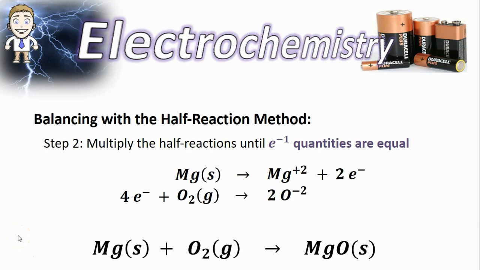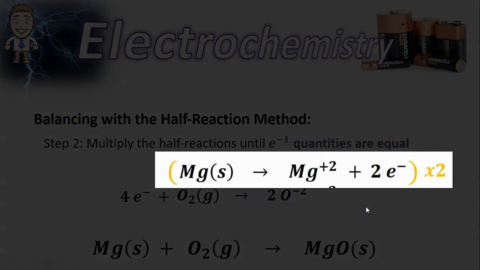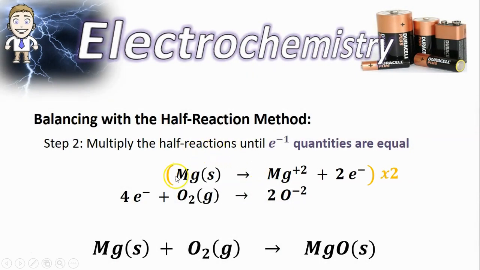Once the half reactions are written, you have to multiply both of them or one of them until the electron quantities are equal, or until the electron quantities are balanced. If oxygen is gaining 4, magnesium has to also be losing 4. Remember, magnesium is transferring those electrons to the oxygen, so whatever the magnesium loses, the oxygen has to gain. The way I can make these electron quantities equal is by multiplying magnesium's half reaction by 2. So instead of 1 Mg and 2 electrons, everything is doubled to 2 magnesiums and 4 electrons.